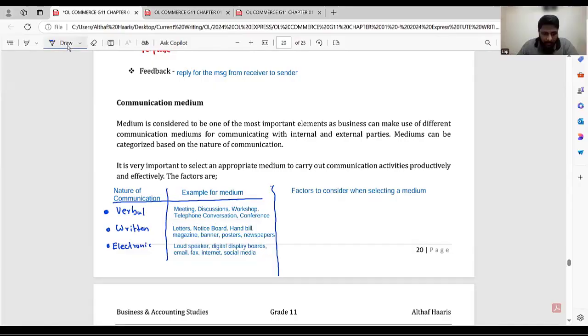And next, people, codes and signals, like the board signs and all. Codes and signals. Examples: road signal, bell, signs. That is the first area.